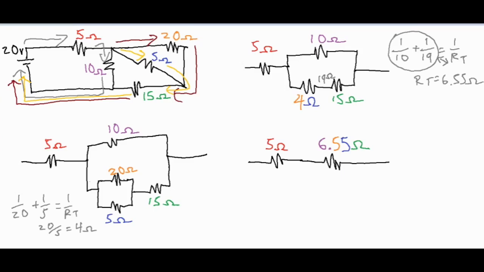Now the final look of my collapsed circuit is very simple. It's just a 5 ohm resistor and a 6.55 ohm resistor all collapsed down into one single series circuit. So if I go ahead and add those 2 together, we know that the total resistance for those two combined is just the sum, which is 11.55 ohms.